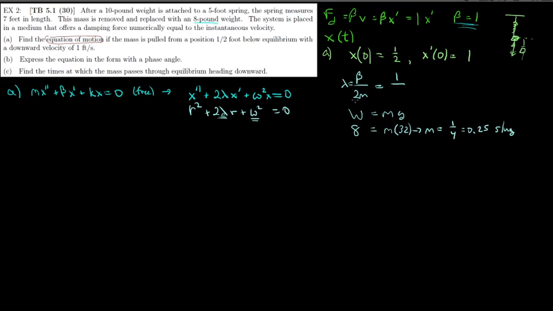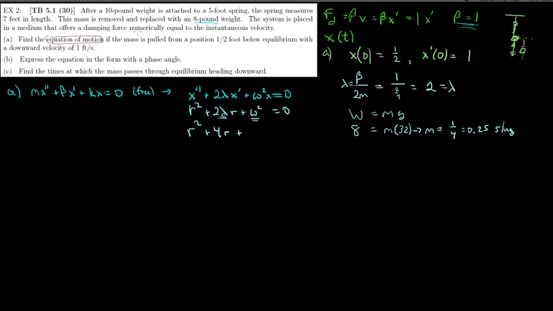Okay, so 2 times 1/4, 2 over 4 would be 1/2, so 1 over 1/2 is 2. So lambda is 2. Now we can write this as r squared plus 4r plus, and what about omega squared?